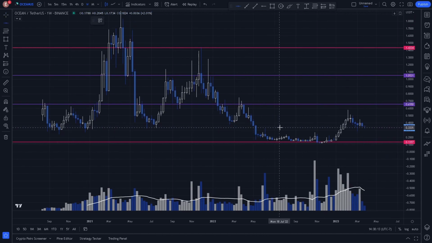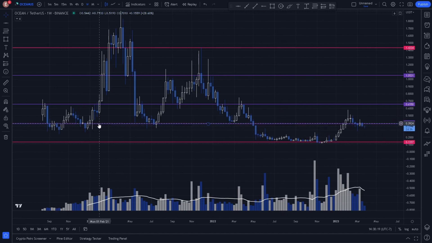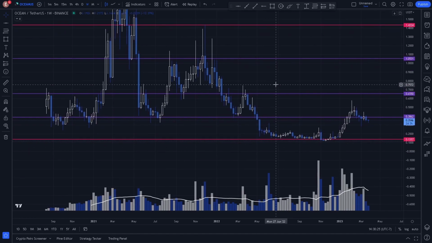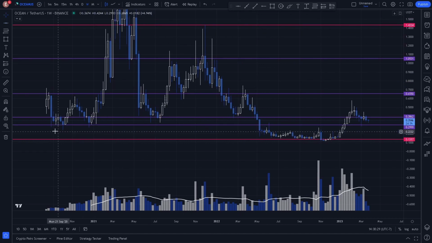Now, another key level we can go ahead and plot. It's right here. Multiple reactions acting as resistance and support, which is obvious to spot here on the weekly chart. We can also plot this key level right here as we notice multiple reactions acting as support and resistance.